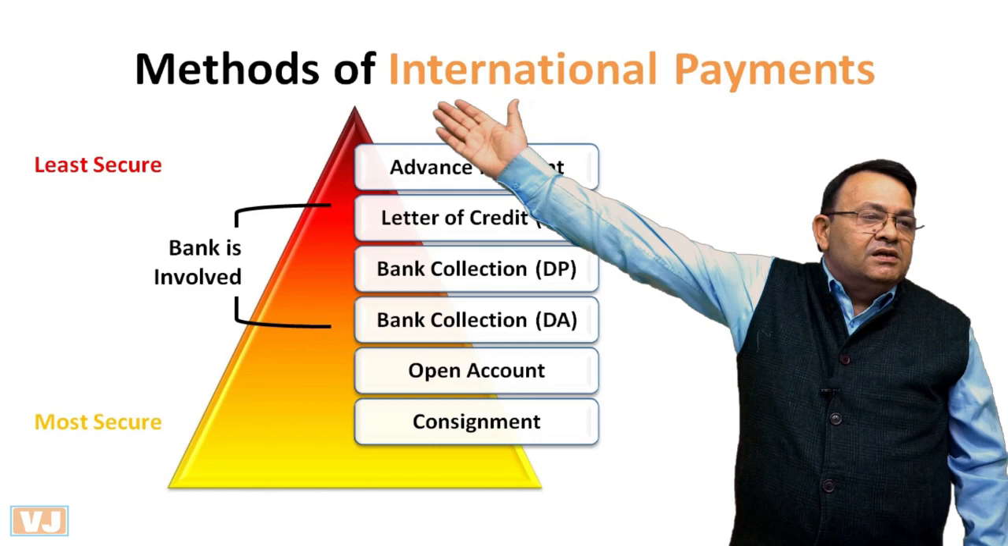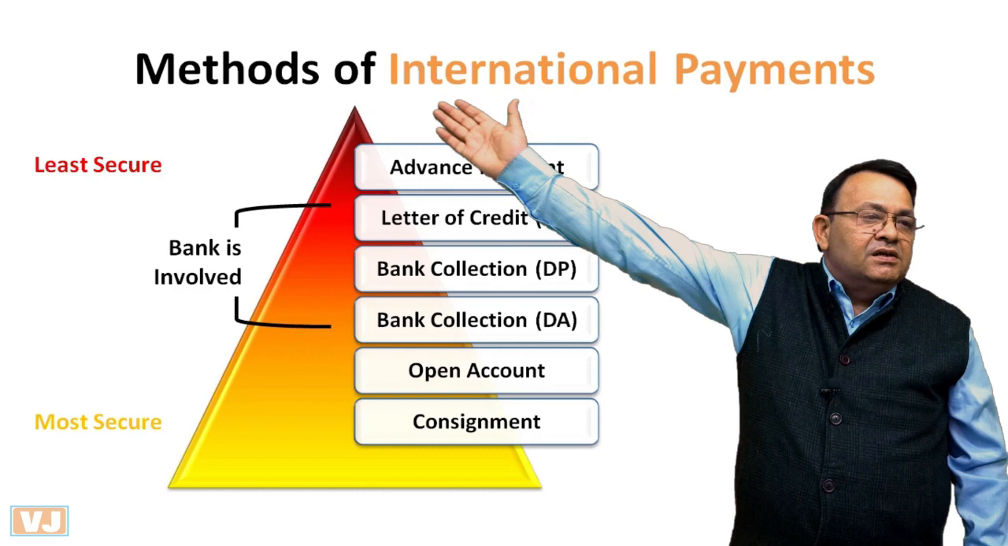So starting from the advance payment method to the letter of credit to the bank collection on DP or DA terms, the protection for the importer, that is you, is improving. Advance payment is most unsecure for you, and letter of credit is more secure. Bank collection is even more secure for you, and bank collection through DA is even more secure, because here you are not paying, you are simply giving the acceptance letter. And then you have the other methods, those are called the open account and consignment.